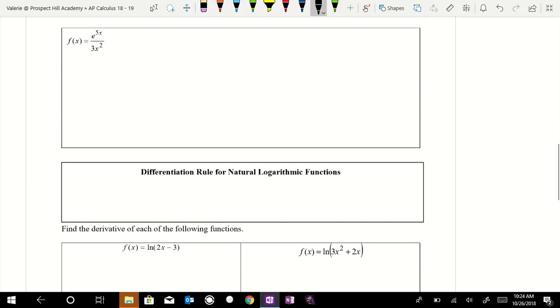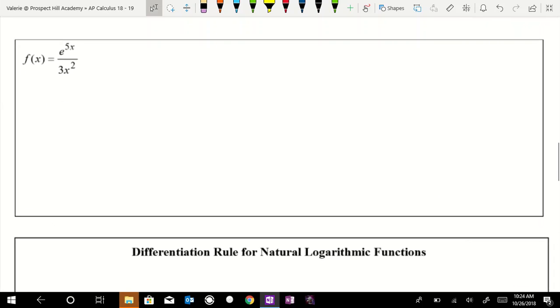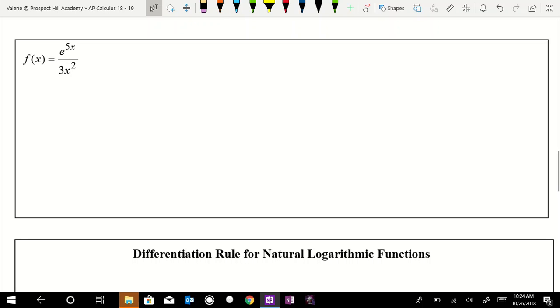Now on to the next page, we have function e to the 5x divided by 3x squared. So for this problem, we are going to need the quotient rule. Right, so my high function is e to the 5x, which we know the derivative of that will be e to the 5x times 5, which is just 5e to the 5x. And then our denominator, which is our low function, is 3x squared, which we know the derivative of that will be just 6x.